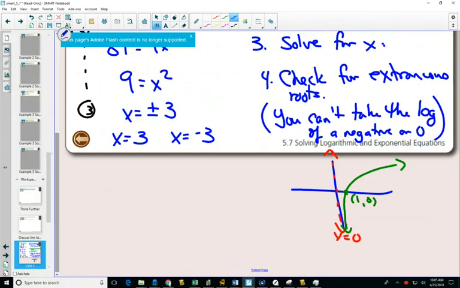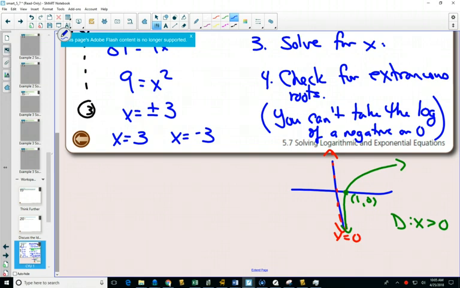What's the domain? X is greater than 0. What happens when you plug in a negative? Nothing exists. What happens if you plug in 0? You run into that asymptote. So the logarithm's domain is x is bigger than 0. So anytime you put a negative number into a logarithm, you have a problem.